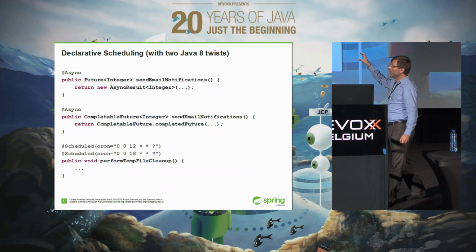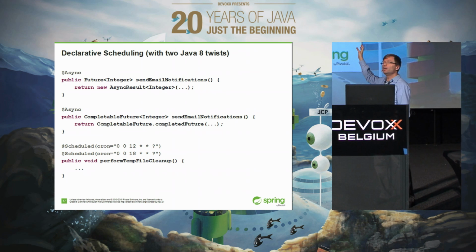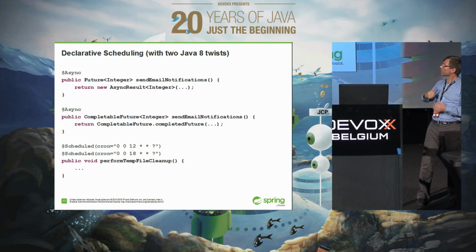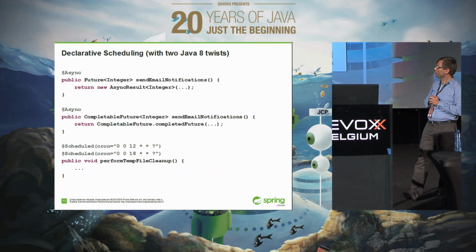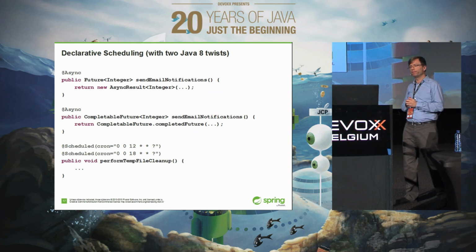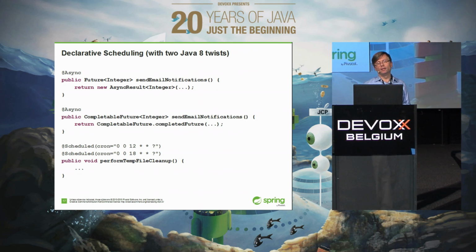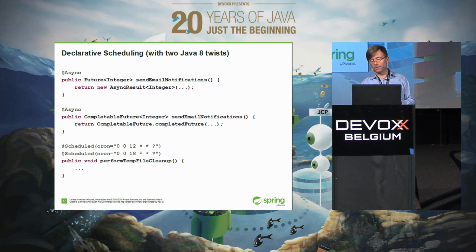And CompletableFuture, for that purpose, even has a nice completedFuture factory method. Whereas with a standard Future, you need to use a wrapper like this AsyncResult above. So it's actually pretty nice if you're using CompletableFuture there. It automatically works if you're using Spring 4.2 on Java 8 and declare your return type like that.